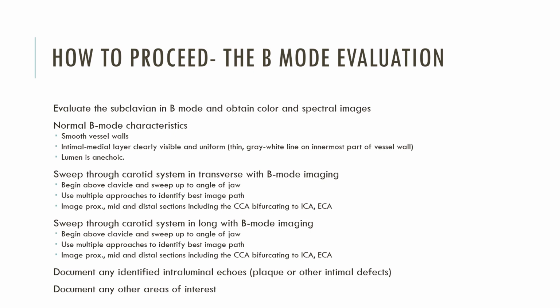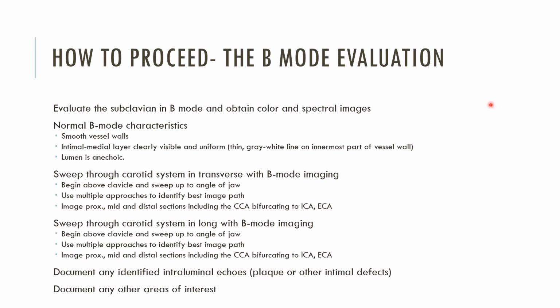So how to proceed? So first of all, we're going to start with the B mode evaluation. I find it easiest to begin with your subclavian and work your way up. So you're going to want to evaluate the subclavian in B mode and obtain color and spectral images right there. The subclavian can be really challenging to get. You might also have to use that curvilinear just for that particular vessel, and you're really going to have to angle down. So I find that once you find the vessel, it's easiest to get all of your imaging of the subclavian out of the way in one shot before moving on to the rest of the carotids.